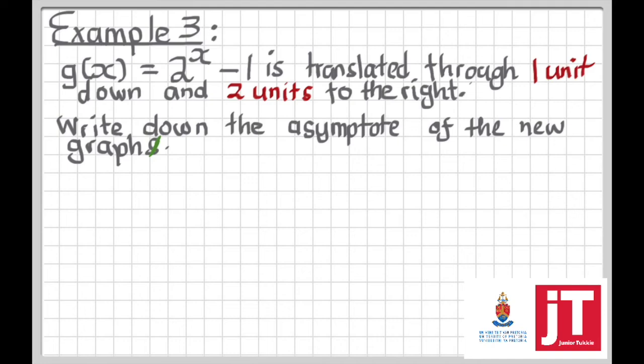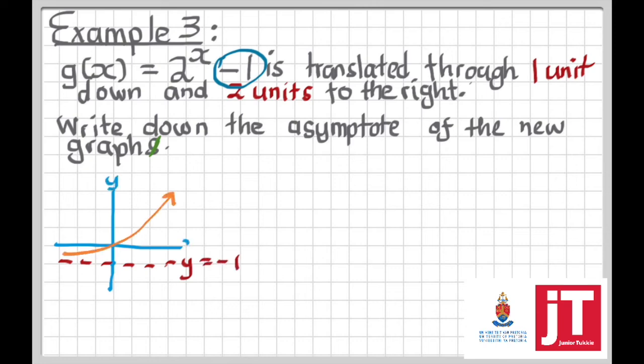Let's get into it. To answer that question, I'll start by sketching the graph. Just to remind you, that graph has an asymptote at y is equal to -1, and it will be an increasing function. Why? Because your a value, that base, is greater than 1. Hence, it's an increasing function. And obviously, it's going to pass through the origin, and we'll have an asymptote at y is equal to -1. That's the starting point. So it's important for you to know the original picture first before you move on to your image, your transformed graph.